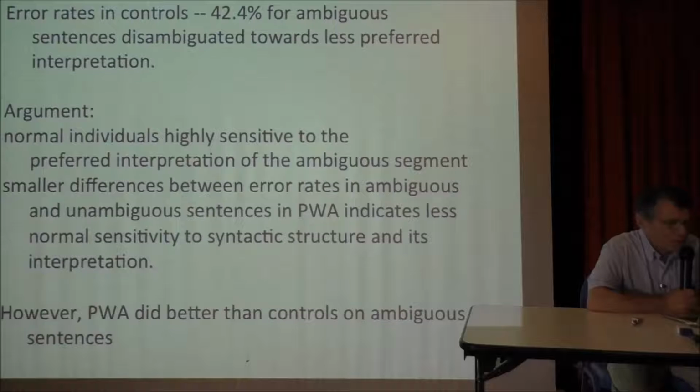The error rates in controls were extremely high for the ambiguous sentences that were disambiguated towards less preferred interpretations. They said normal individuals were highly sensitive to the preferred interpretation of the ambiguous segment. That is how the normal sentence comprehension process works. And so a smaller difference between error rates in ambiguous and unambiguous sentences in people with aphasia indicates less normal sensitivity to syntactic structure and its interpretation.